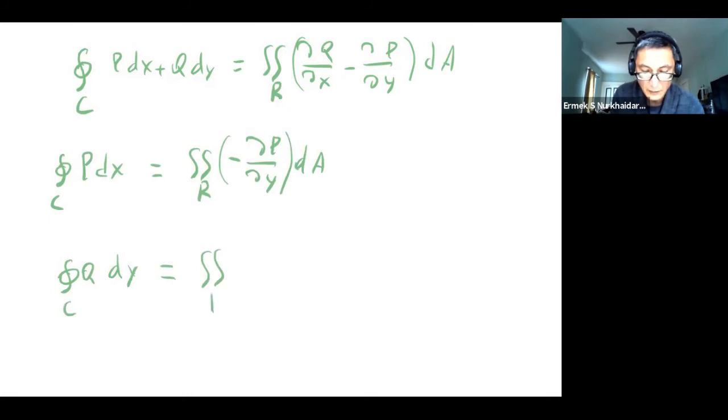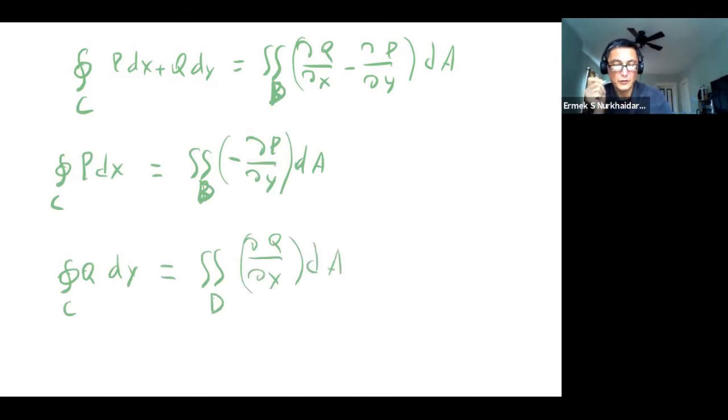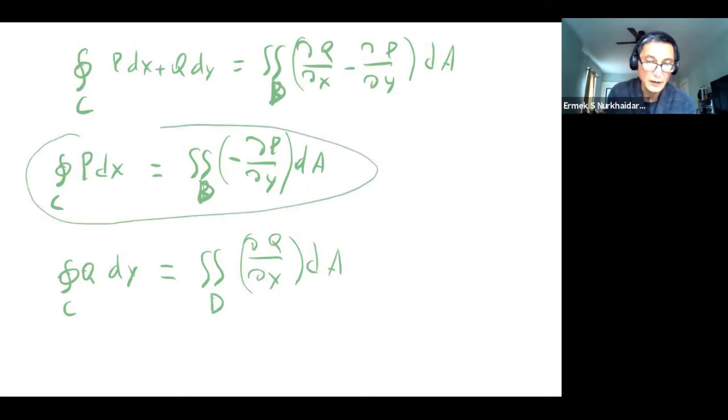is equal to the double integral of the partial derivative of Q with respect to x, dA. So that's basically what it's saying. You can break it into two pieces. I will concentrate on the first piece and try to explain why it works.